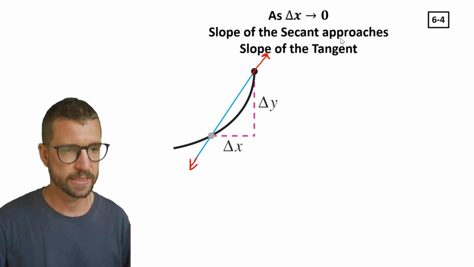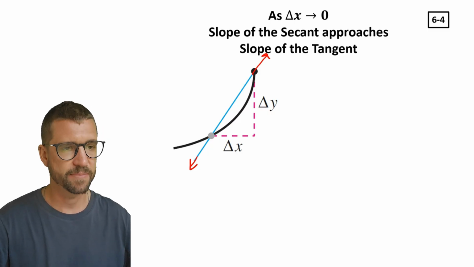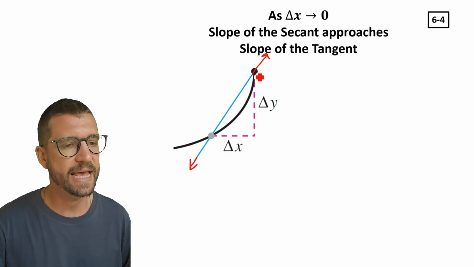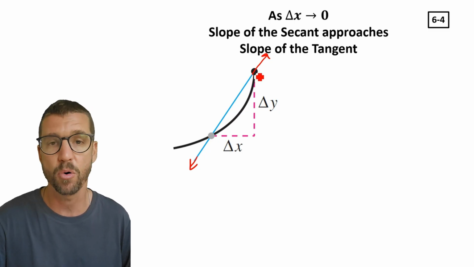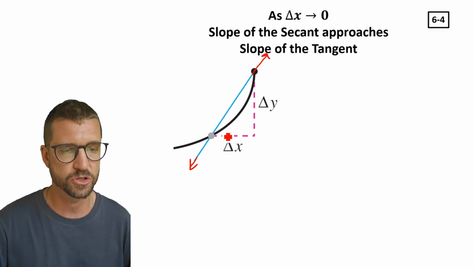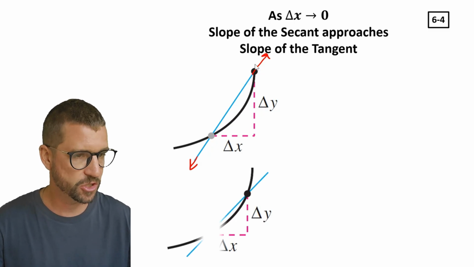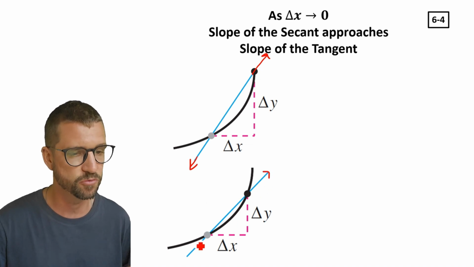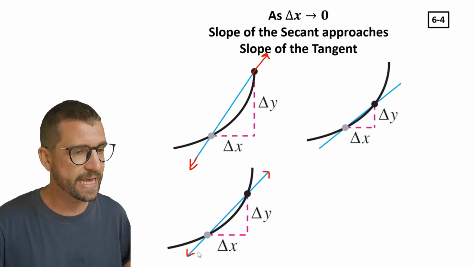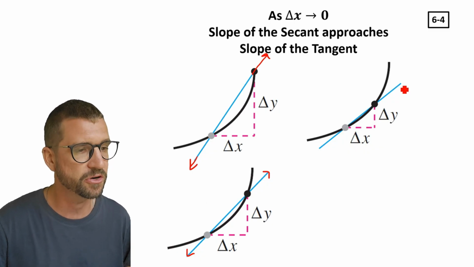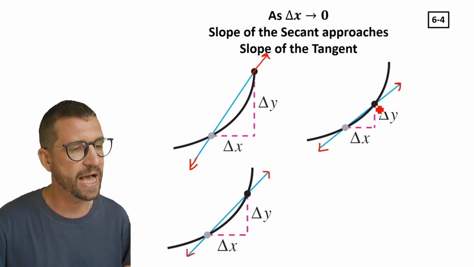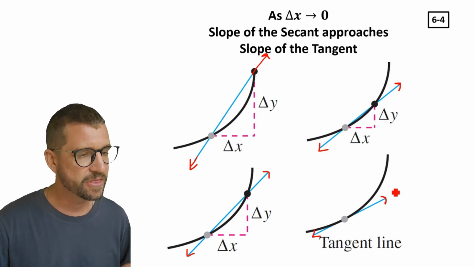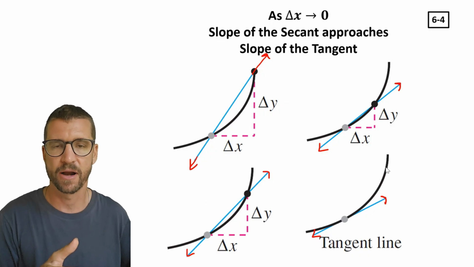The idea here is that we're going to take this black point and move it closer and closer to the gray. So we do it here. You see now we've moved the black point along the line a little bit, and now we have a new secant line, this new blue line. Then we would do it again, and we would allow this black point to get closer to the gray. The idea is that as this black point gets really close to the gray, you would actually get the slope of the tangent line. Let me show you this.